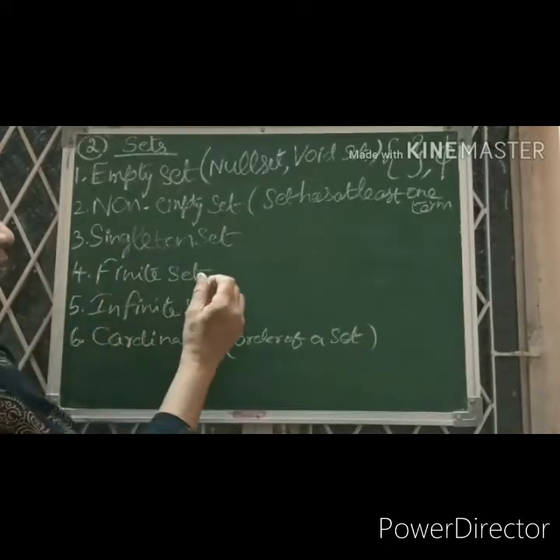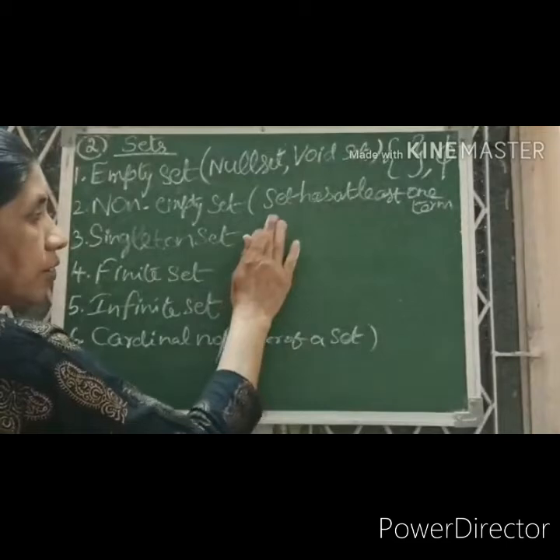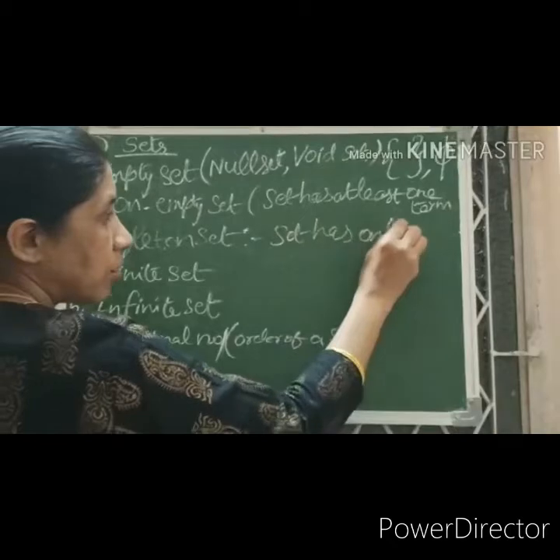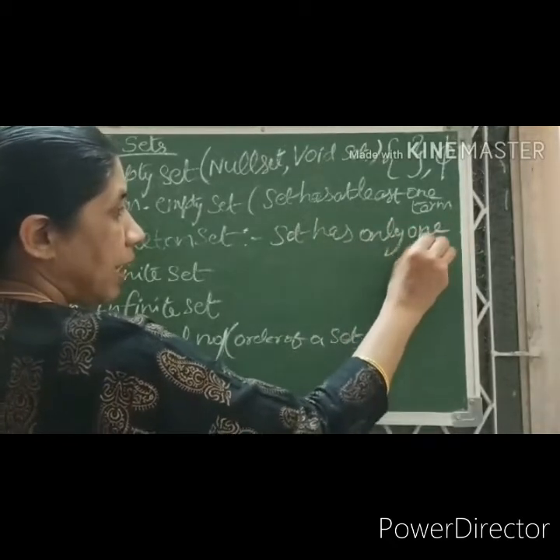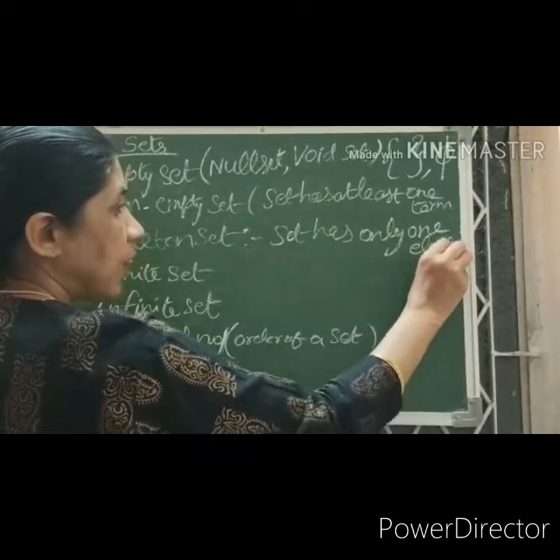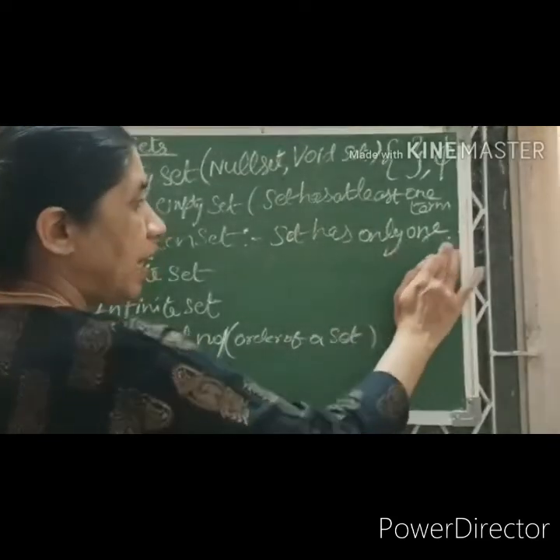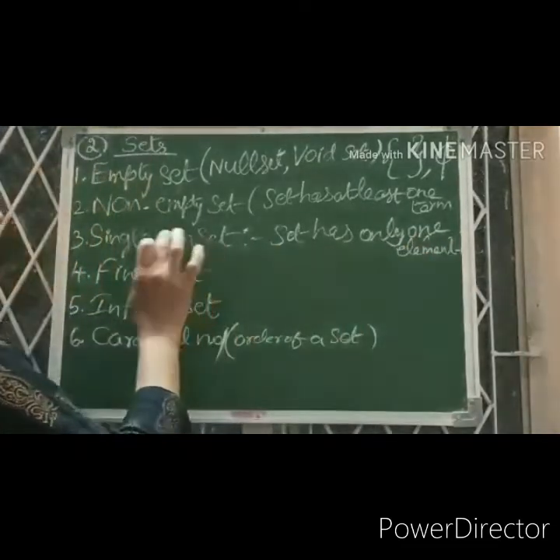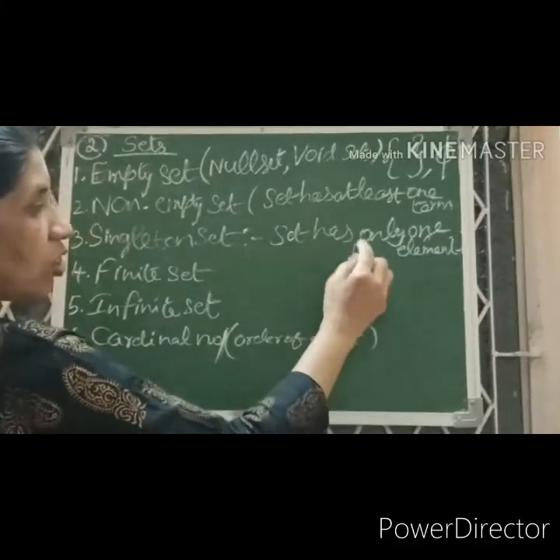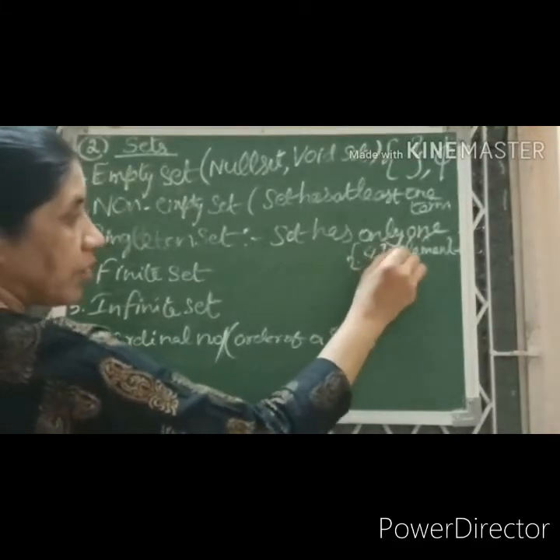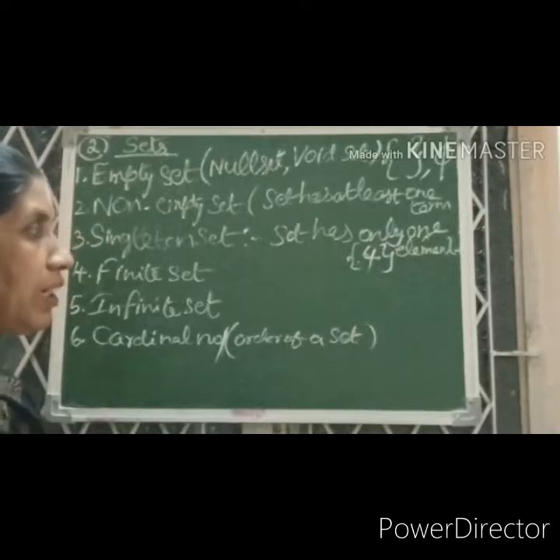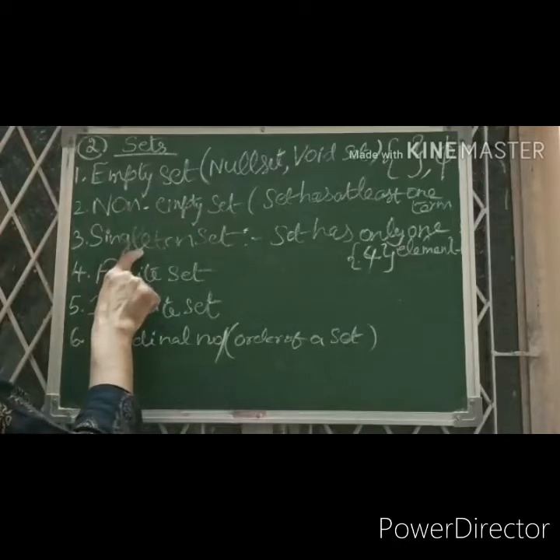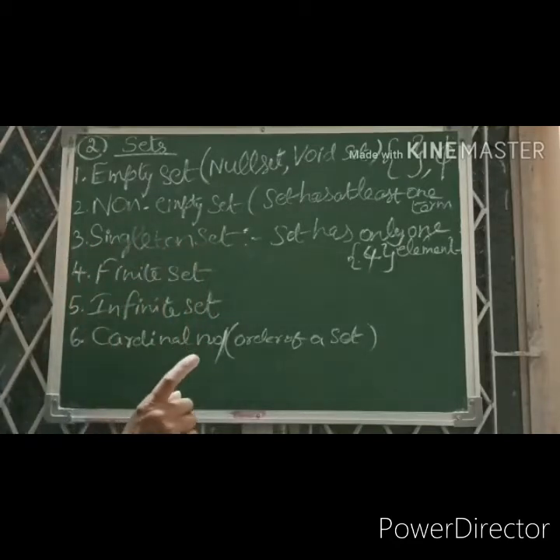Singleton set. Single means what? One. Singleton set means the set has only one element. If the set has only one element, it is called a singleton set. Example, the set {4}. The set contains how many terms? Only one term. Only one element is called a singleton set. The word single itself has the meaning.